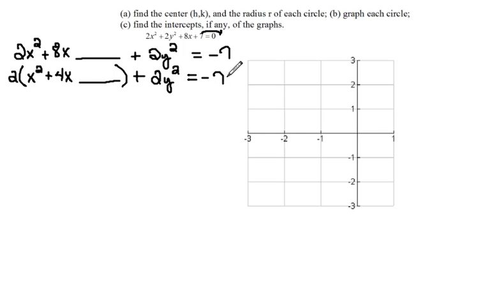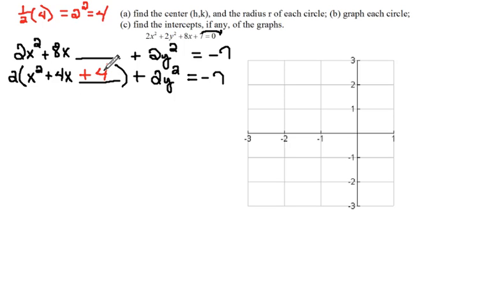Now we can go through and complete the square on this trinomial in our parentheses here, and we do it the exact same way we did before. We would take 1/2 of 4, which would be 2, and then square it, which would be a 4. So we would add 4 in on the left-hand side.